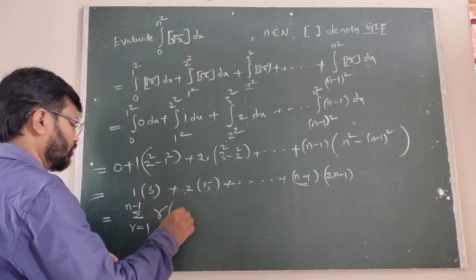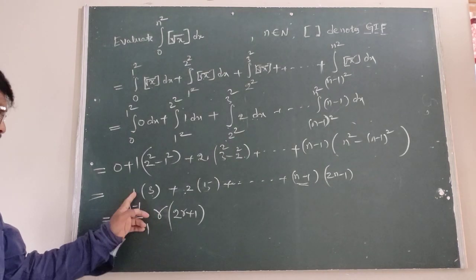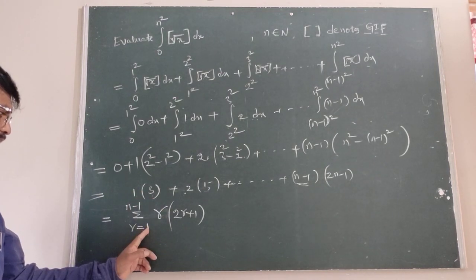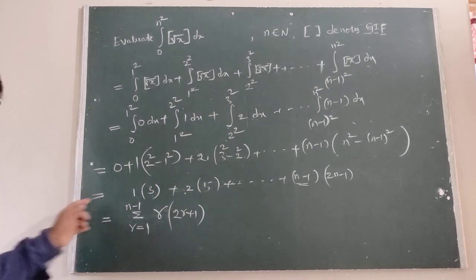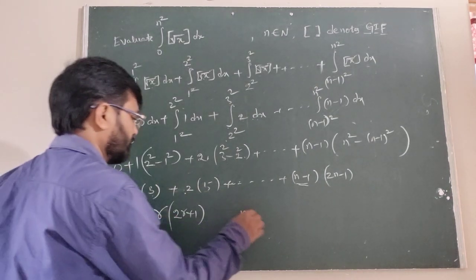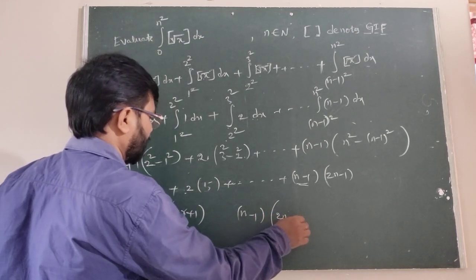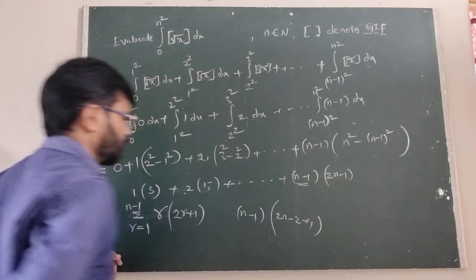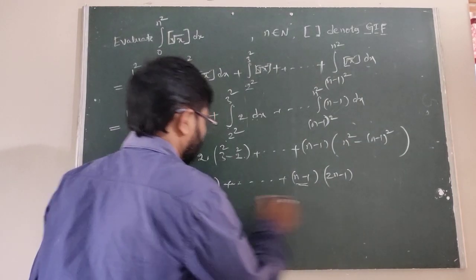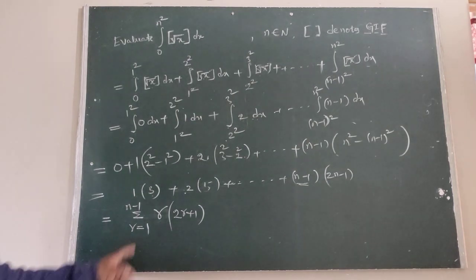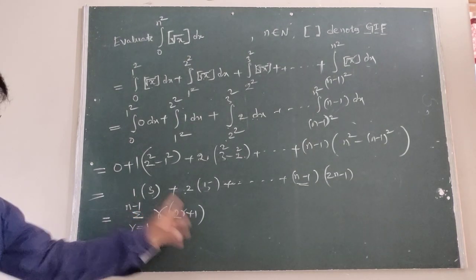This is 2r plus 1. Is it clear? First we substitute r equal to 1, this is 3. When you take r equal to 2, 2 into 2 is 4, plus 1. Finally you put r equal to n minus 1: n minus 1 into 2 into n minus 1 is 2n minus 2 plus 1, this is 2n minus 1. So how to write this? Now this is sigma r equal to 1 to n minus 1 of r into 2r plus 1.